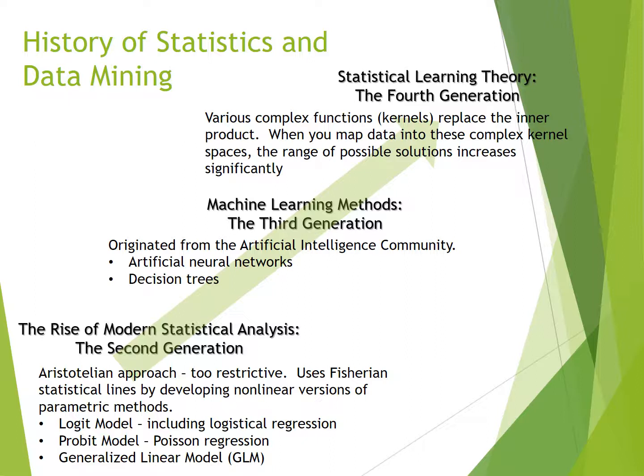And then out of that is the current era, which is statistical learning theory, the 4th generation, and it really talks about complex functions or kernels replacing an inner product. It says when you map data onto these complex kernel spaces, the range of possible solutions increases significantly. Again, with the complexity of the big data today, the complexity of the reality that's being scientifically analyzed and decisions are being made about, whether it's in the business world or in science, calls for a more complex and far-reaching set of tools. And that's where statistical learning theory comes from.